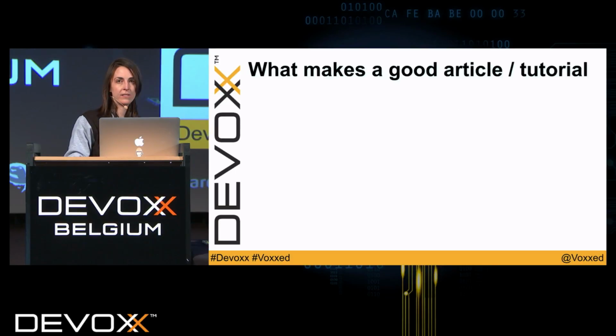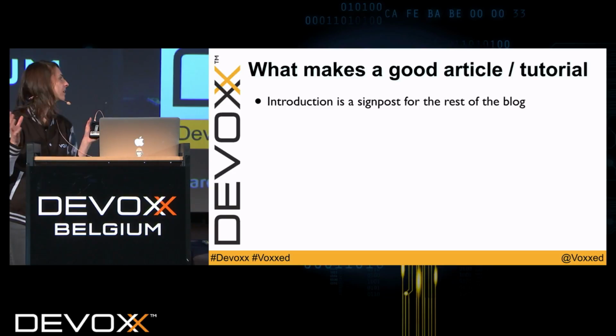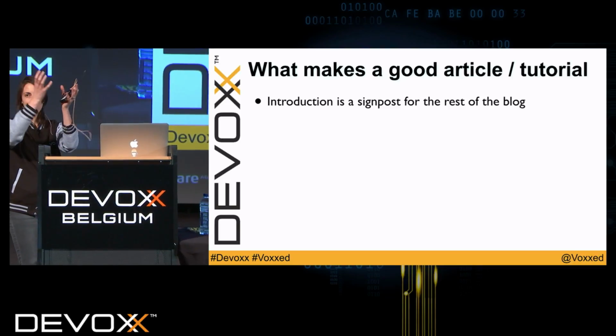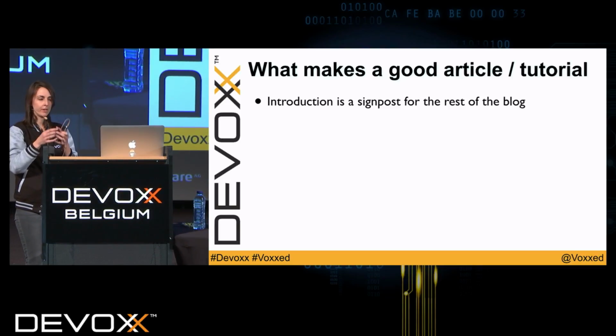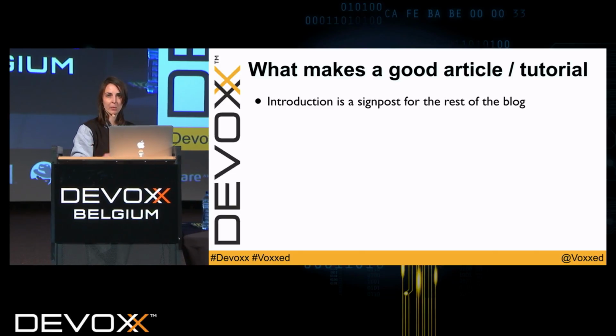So a good article or a tutorial is something that's a bit more in depth. The introduction should really be a signpost for the rest of the blog. I had a dissertation supervisor once who told me that your introduction should be like the funnel of a swimming pool. So you explain the outline of the ideas and then you draw into what specifically you're going to focus on, if that makes any sense to anyone. It took me a very long time to understand what he was talking about. But basically, help the reader: this is what I'm doing and this is how I'll take you through it.